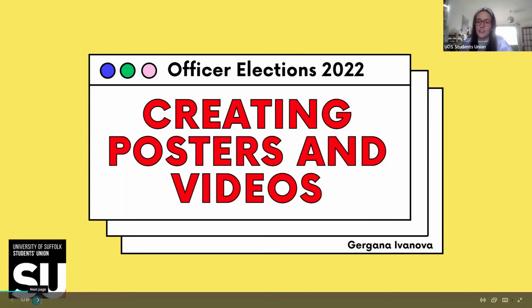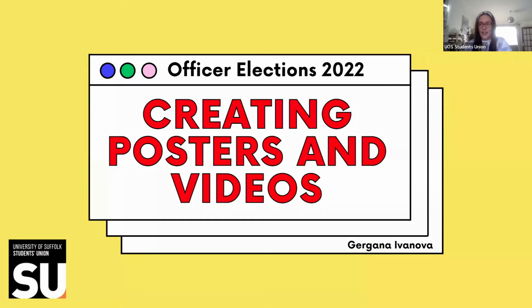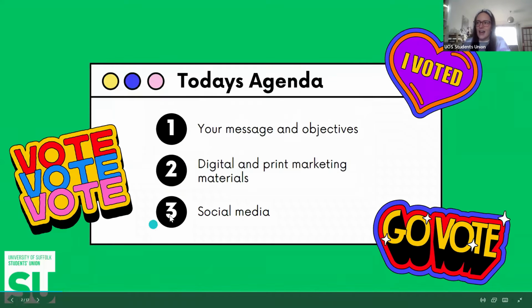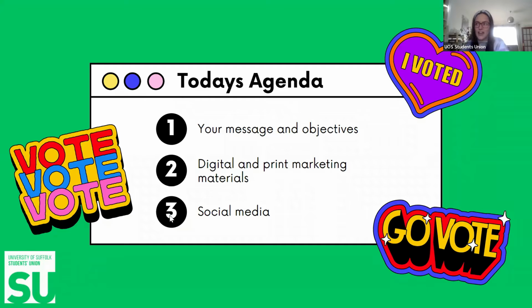So today, in this very, very short workshop, I'm going to talk about some tips on how you can have the best posters and videos, and hopefully they'll help you win lots of votes and win the role that you're running for. I'm going to start by saying that today we're going to talk about three main things: your message and objective for creating these posters and videos. We'll talk about digital and print marketing materials in general, so not only posters and videos, which we said is the focus of this workshop, but in general, what other ideas we can have, what are the digital print marketing materials you can think of, and I can give you as suggestions. And then we will talk about social media a little bit, because as well as using print materials, you'll probably want to advertise on social media as well. I'm sure you would. Okay.